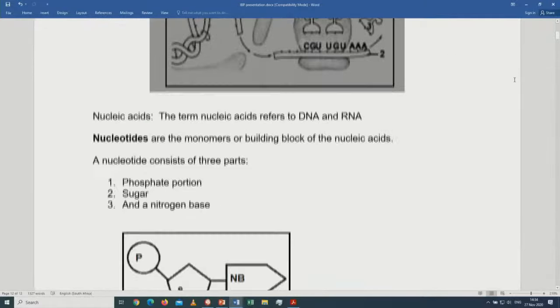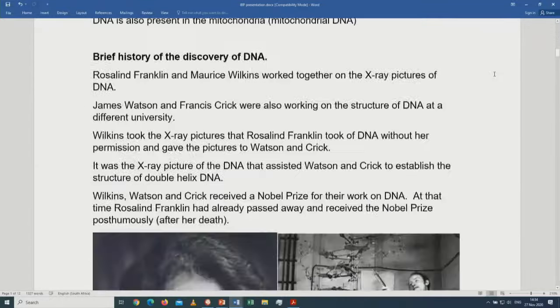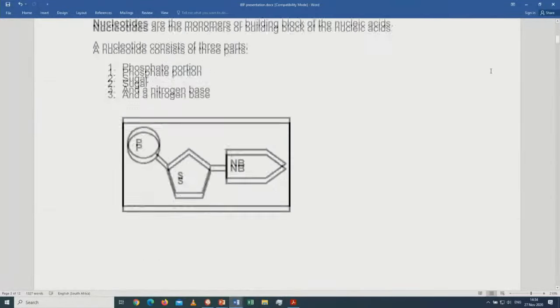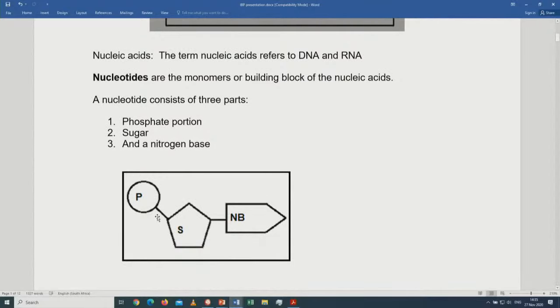Now, the natural structure of DNA, as I've indicated before, is a double helix, and we know that the nucleic acids that we find in the nucleus of the cell, either DNA or RNA, are made up of nucleotides. Nucleotides are monomers, or building blocks, of nucleic acids. A nucleotide consists of three parts: a phosphate, a sugar, and a nitrogenous base.